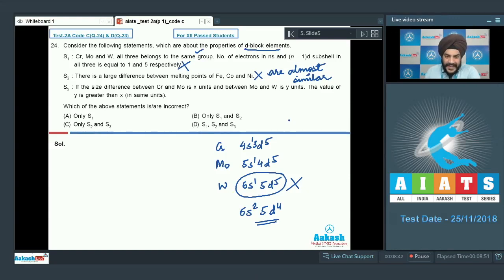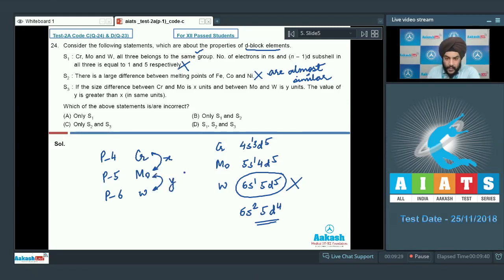If the size difference between Cr and Mo is x units and between Mo and W is y units, then the value of y is greater than x in the same units. So we have Cr, Mo and W. Cr belongs to period number 4, molybdenum belongs to period number 5 and tungsten belongs to period number 6. So it is mentioned that the difference of size between Cr and Mo is x units, whereas the difference in size between Mo and W is y units.